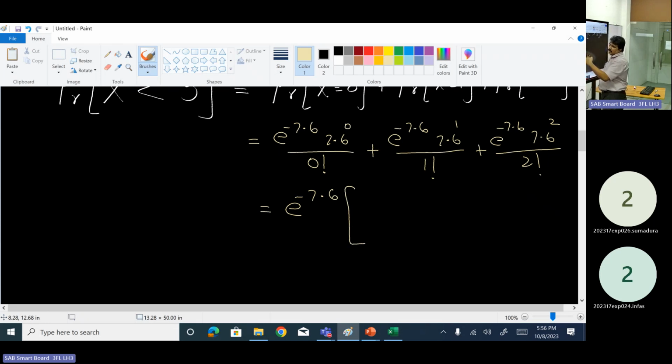If you take e to the power of minus 7.6 out from each term, the remaining parts will be inside the bracket. So this is 7.6 to the power of 0. Anything to the power of 0 is 1, and in the bottom you have 0 factorial, which is also 1. So that is 1 over 1. Then 7.6 to the power of 1 over 1 factorial is 7.6.